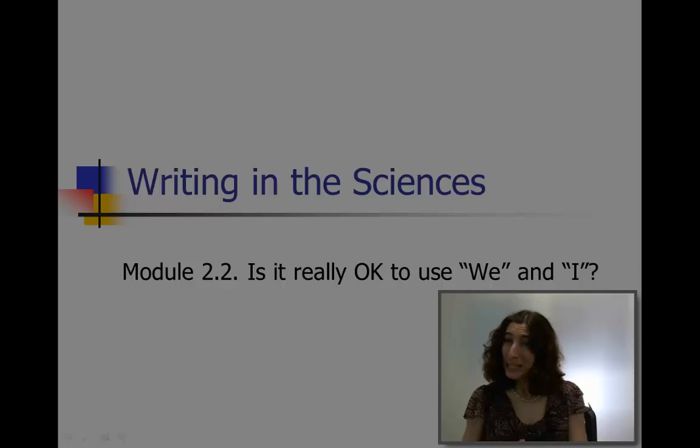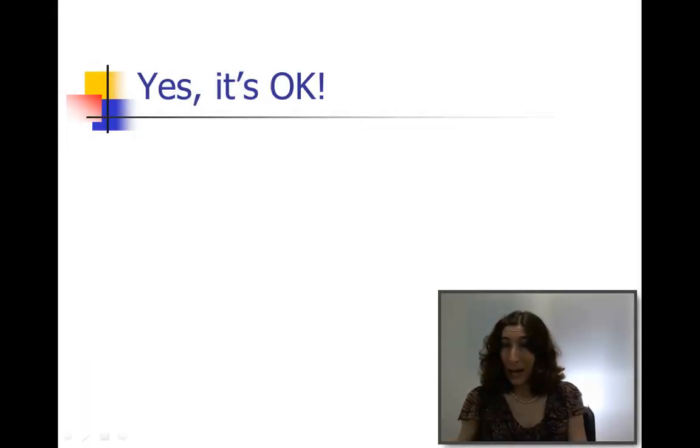So you might be wondering, is it really okay if I use we or I in my scientific manuscript, in my scientific writing? And I'm here to tell you, yes, it's okay to use we and I. So if somebody told you along the way that personal pronouns are not okay, I'm going to try to convince you otherwise. There are several reasons why I think we and I are perfectly fine to use in scientific writing and other formal writing.